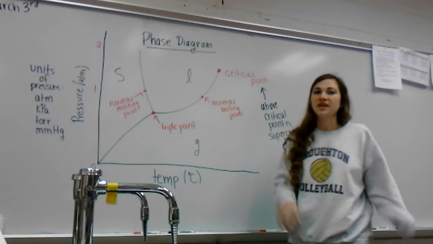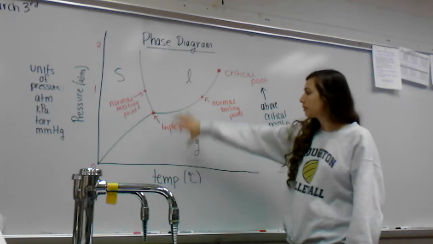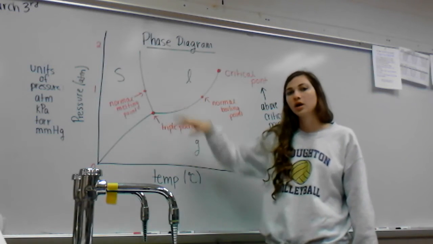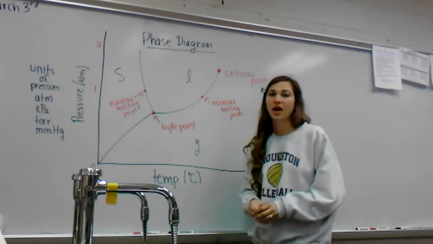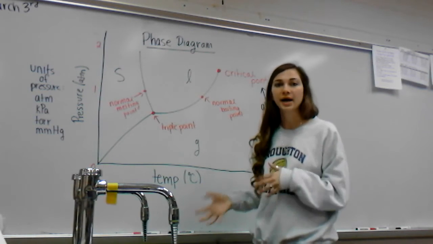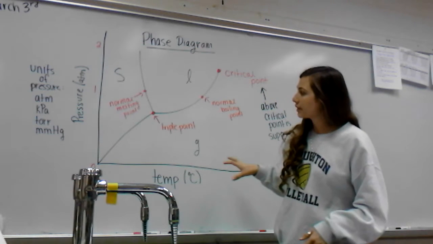Today we're going to talk about phase diagrams. There's two different phase diagrams that we're going to be looking at. We're going to be looking at one that looks like this, and this is the phase diagram for water. We're also going to be looking at the phase diagram for all other substances, but we're going to use carbon dioxide as that example. So let's talk about what this phase diagram is telling us.